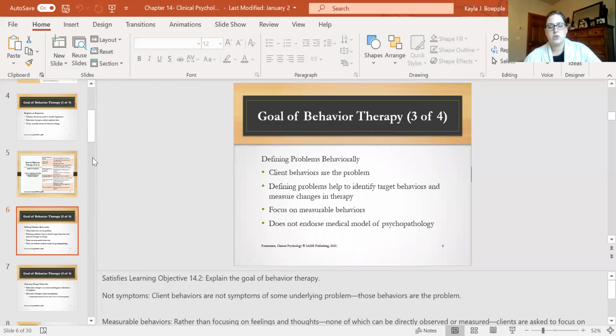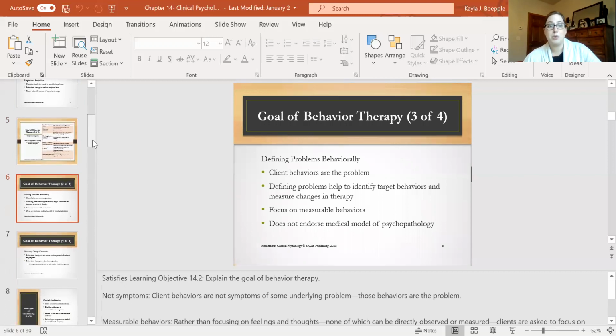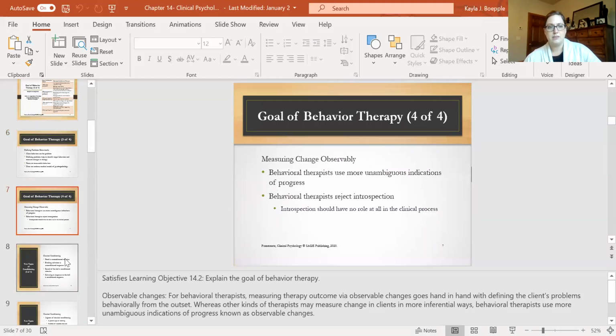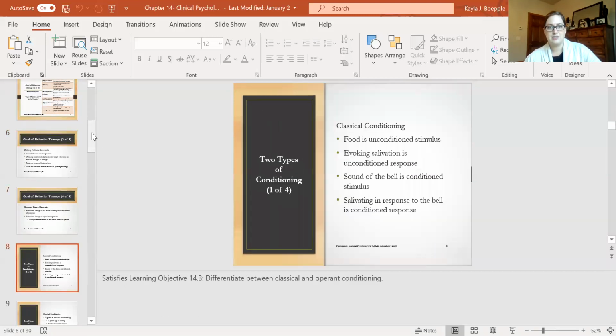So this just goes further through. So defining that behavior, focusing on measurable behaviors. We need to be able to measure that behavior to determine whether or not we are meeting our goals or changing that behavior over time. So kind of talked about that.